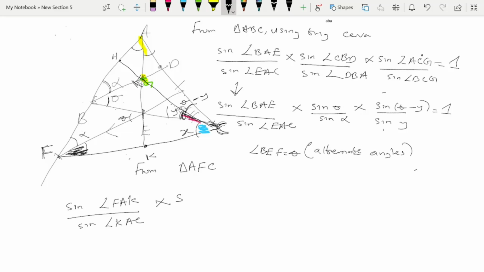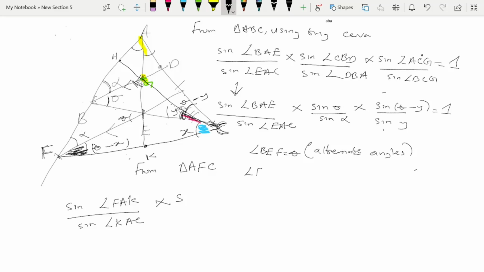We know this is true. Angle BEF is equal to theta because angle DBC is theta, and these two lines are parallel. So these two are parallel, so this is also theta. Then we know that this plus this has to be equal to theta. This is theta minus x, from the exterior angle theorem.